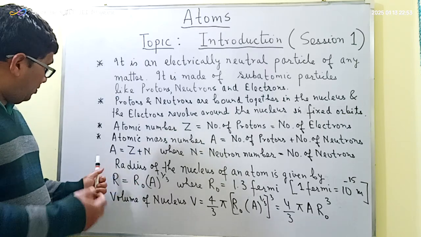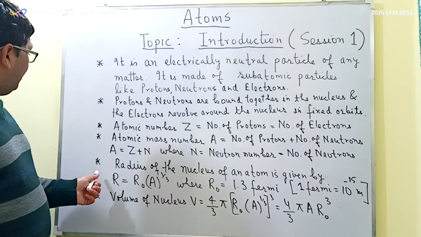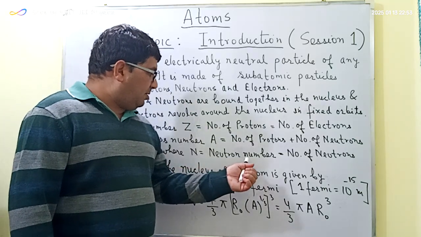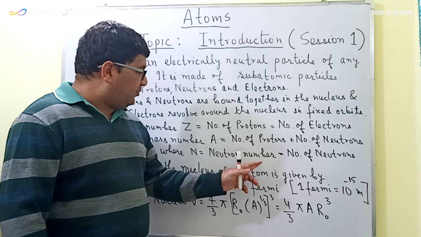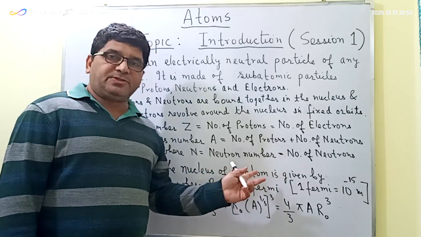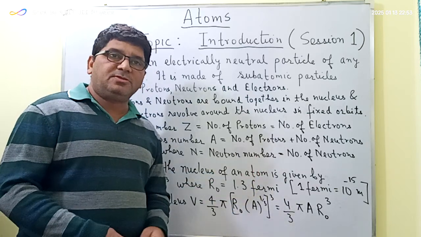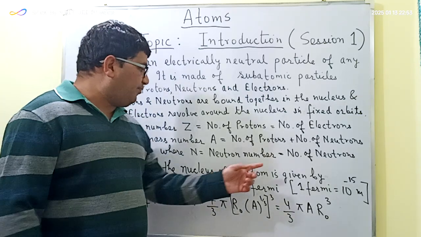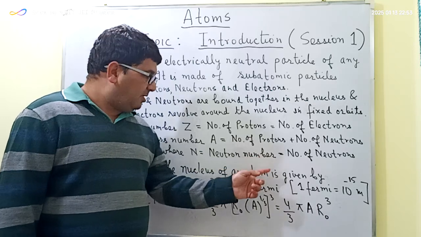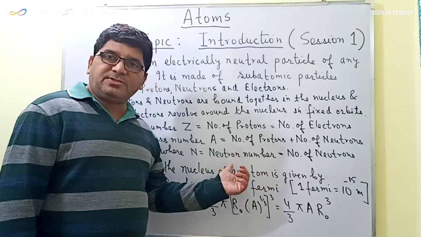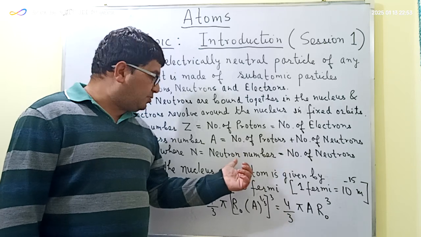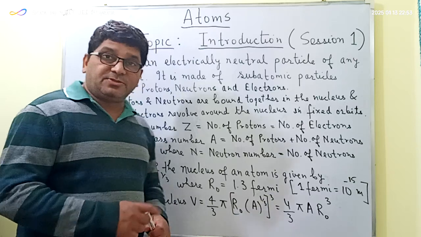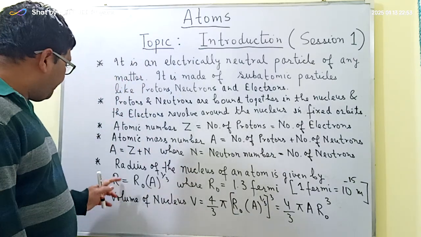Now before coming to point number 5, I would like to narrate two important functions of neutron. The first important function is that neutrons stabilize the nucleus of an atom by reducing the electrostatic repulsion between the protons. The second function is that it contributes towards the binding energy which holds the nucleus together. So these are the two important functions of neutron.